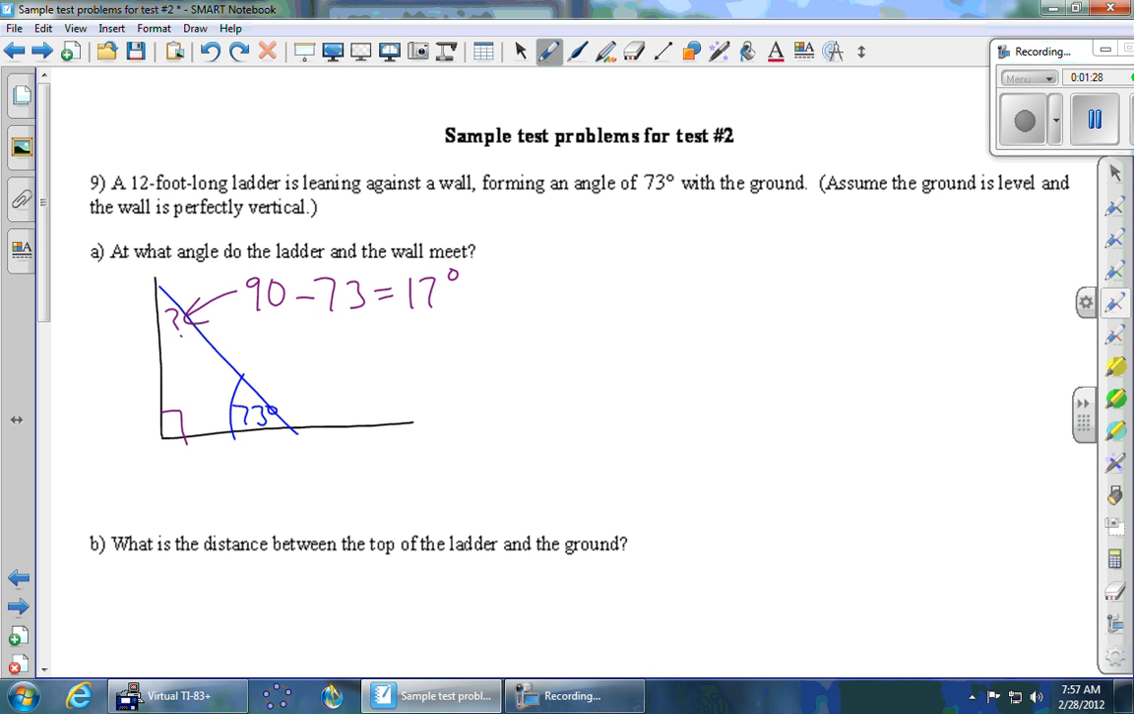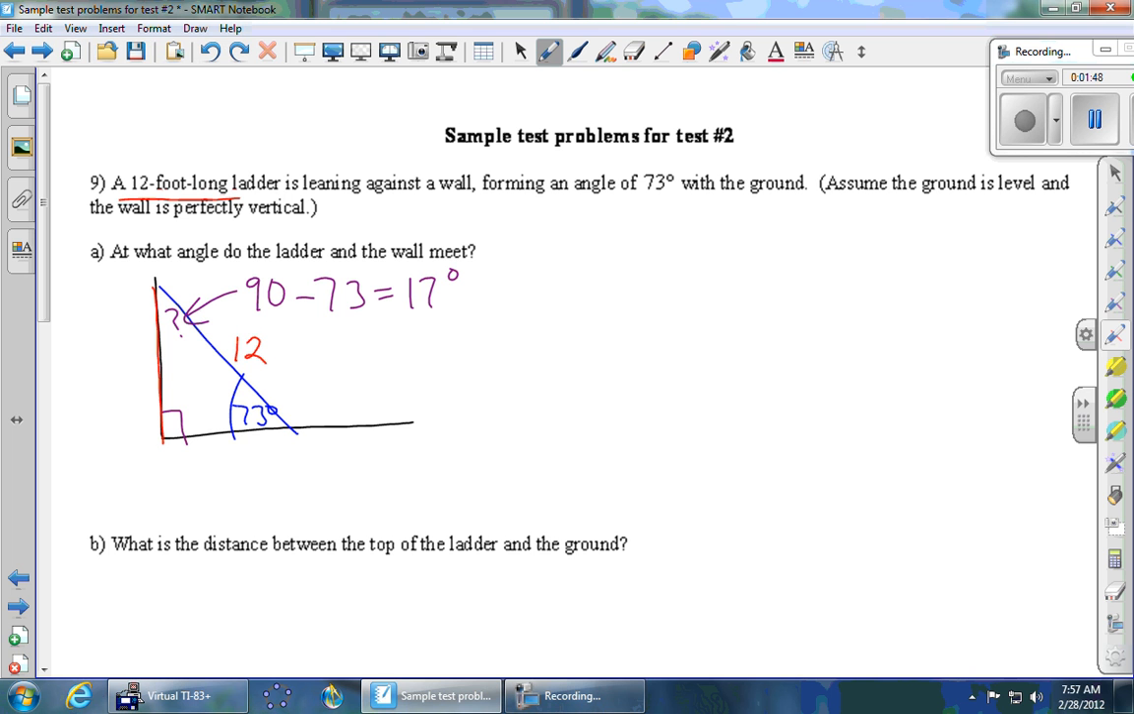B, what is the distance between the top of the ladder and the ground? Okay, well, we have to know some distance in this problem, and we haven't yet used the fact that it's a 12-foot long ladder. So we'll label the hypotenuse there as a 12. And we want the distance between the top of the ladder and the ground. So that's this distance here.